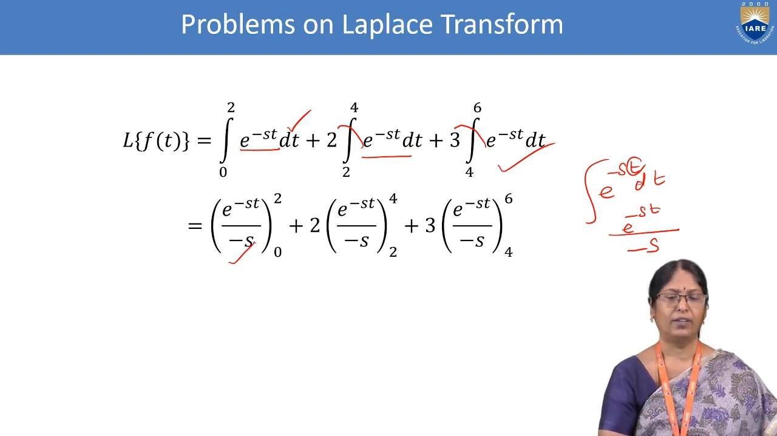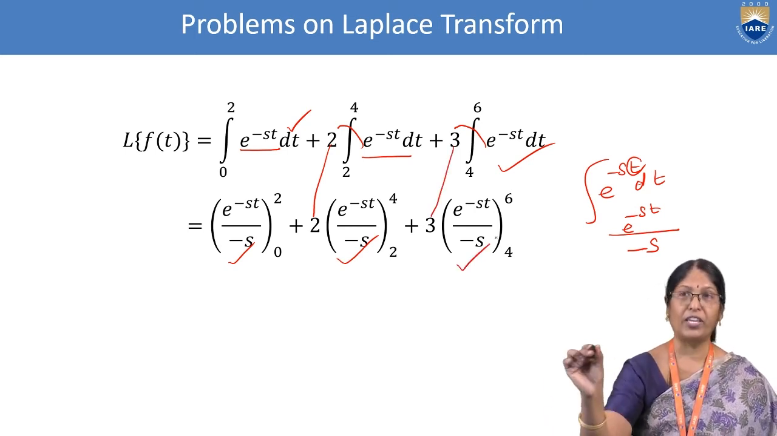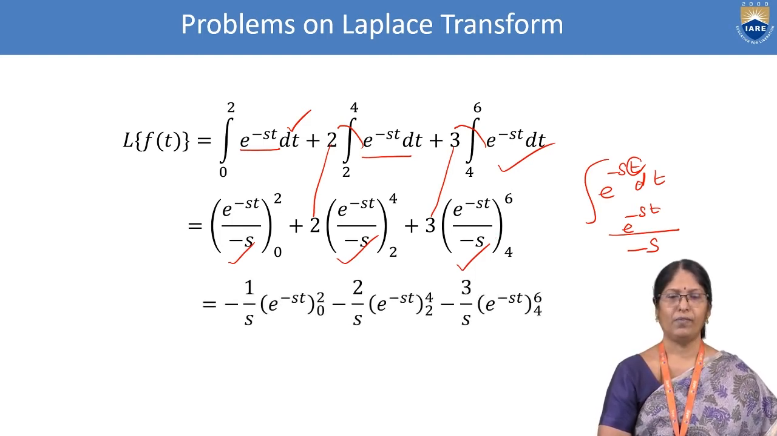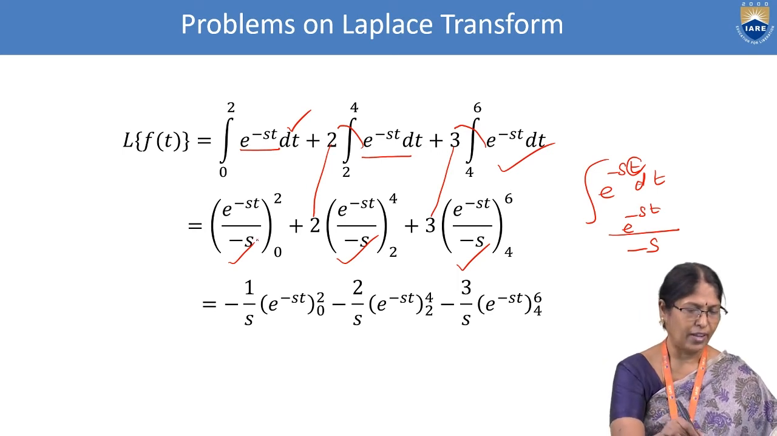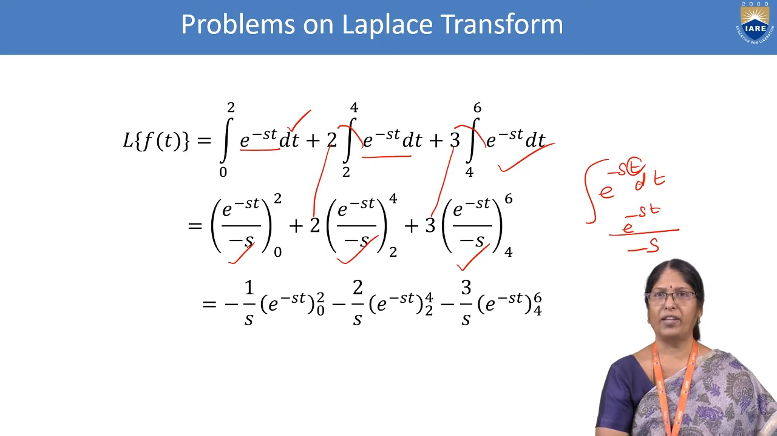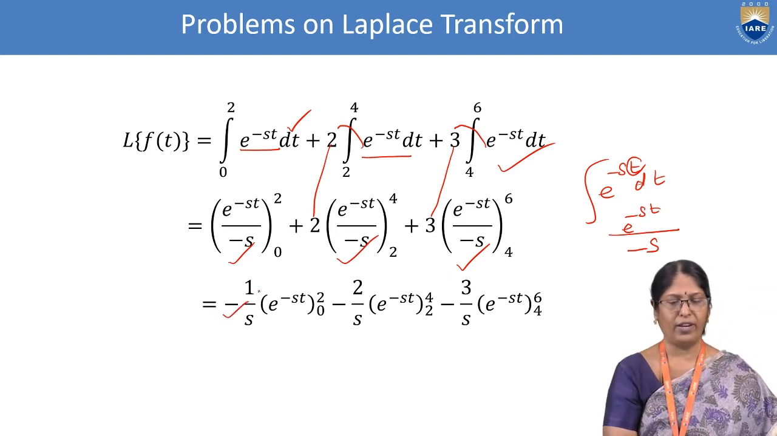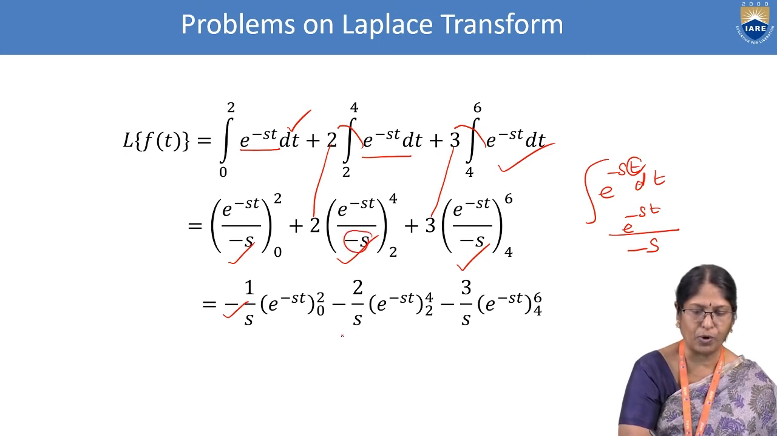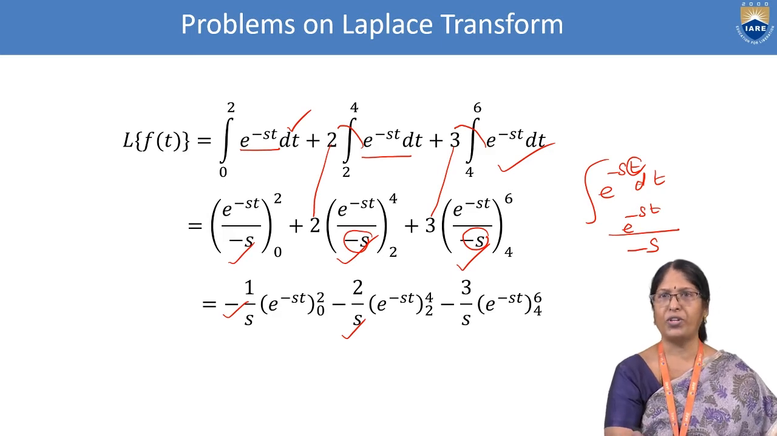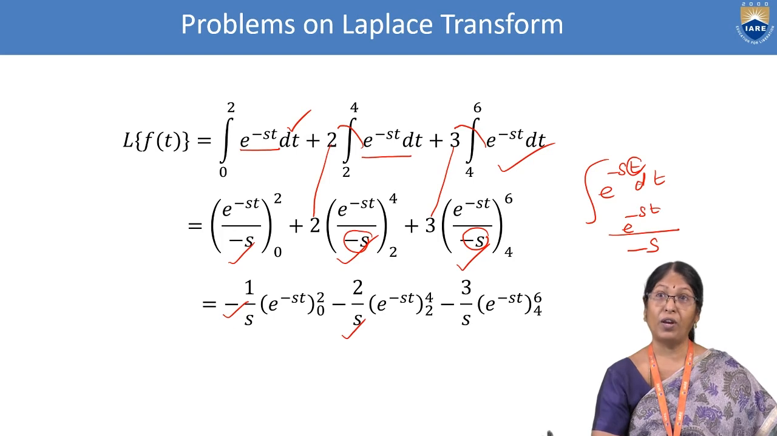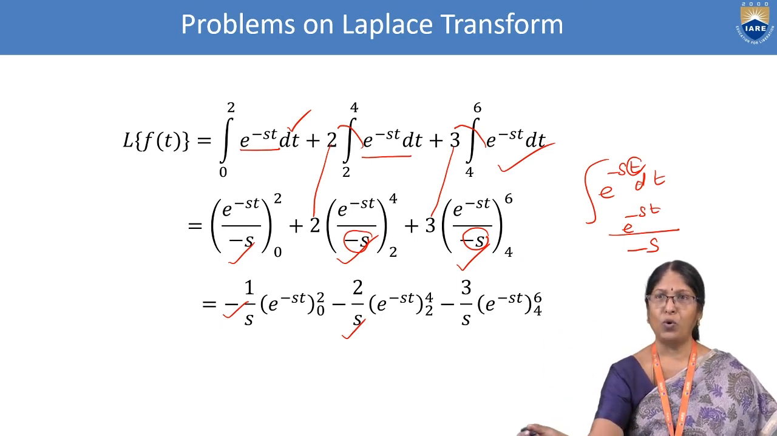Same here we followed it. This 2 is as it is. Here also the same one, 2 to 4. The 3 as it is. Here also e power minus st by minus s. To avoid careless mistakes, inside also we can substitute the limit, nothing wrong in it. But this minus s we just brought outside. That is minus 1 by s. Here also minus 2 by s. Here minus 3 by s. Why are we bringing out s? To avoid careless mistakes, since we did the integration with respect to t and are going to substitute the values in the place of t, nowhere are we connected with s.